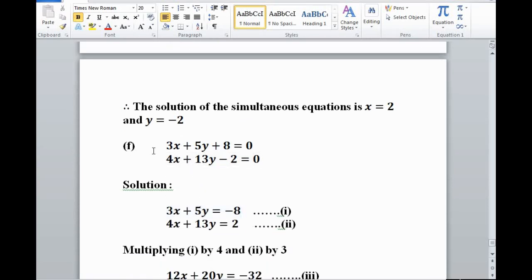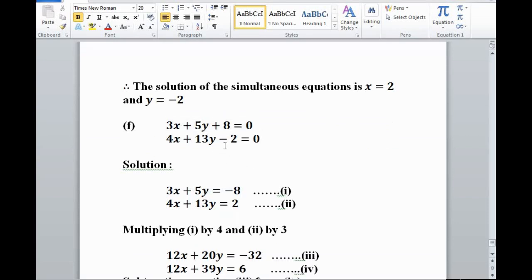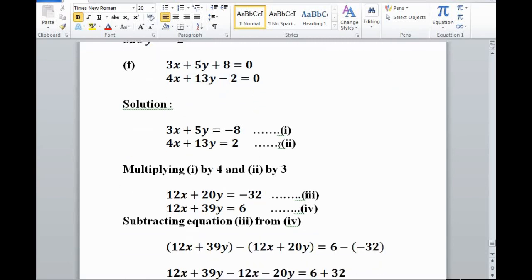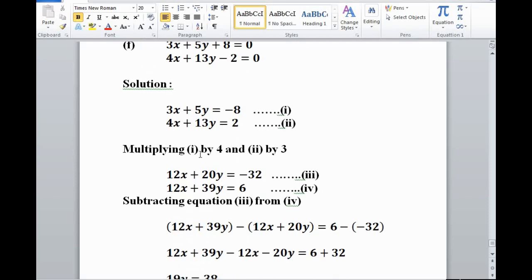Next part from this question, F part, is 3x plus 5y plus 8 equals 0. 4x plus 13y negative 2 equals 0. I'm going to take this positive 8 and negative 2 from left to the right side, and then I'm going to name these two equations as equation 1 and equation 2. Now let's multiply equation 1 by 4 and equation 2 by 3, because we are having two different coefficients of this variable x in both the equations. So if I multiply 3 by 4 and 4 by 3, we can get the same coefficients of variable x in these two equations.